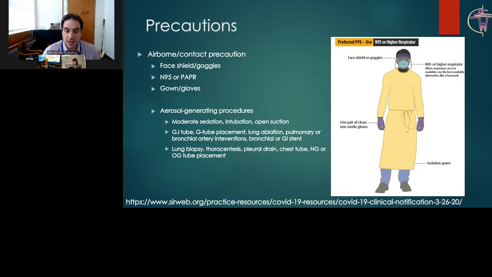In addition, we've included other GI procedures, swallow studies, as well as barium enemas, based on the indication that endoscopies and colonoscopies both fall into the category of potentially aerosol generating. And with colonoscopies, the reason why those fall into this category is because of the fact that virus can be shed within fecal material.